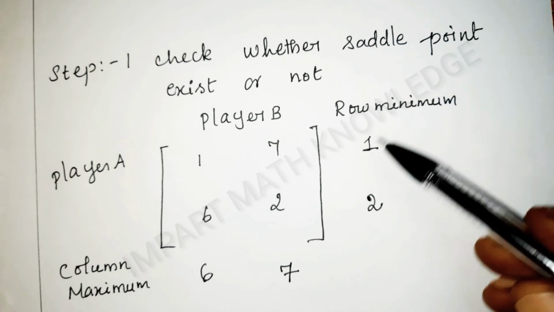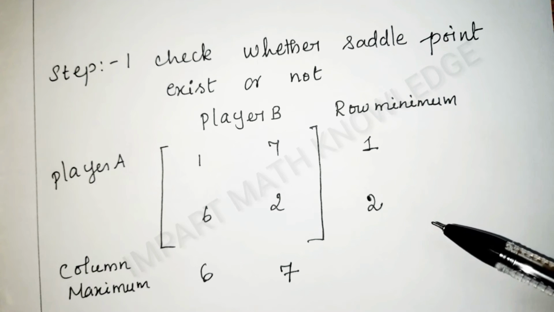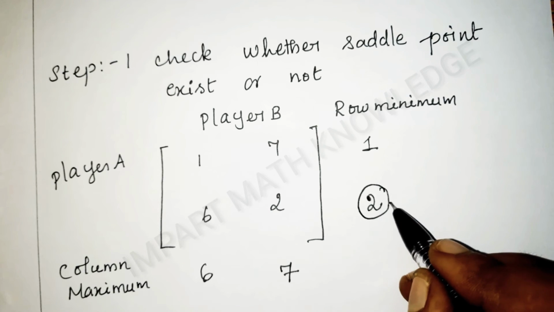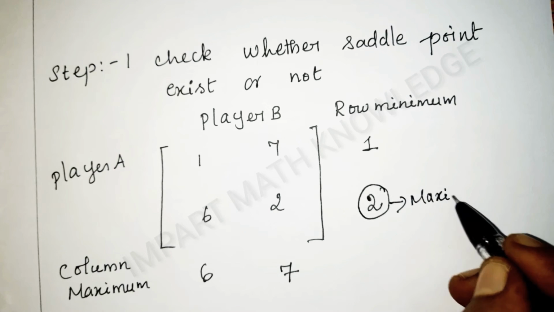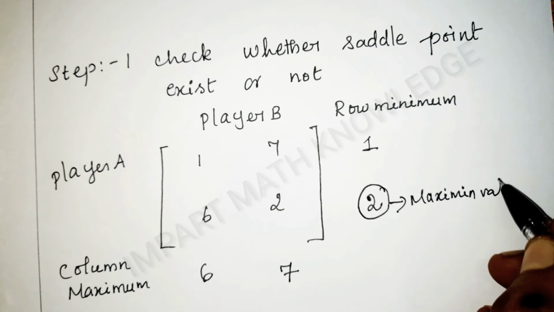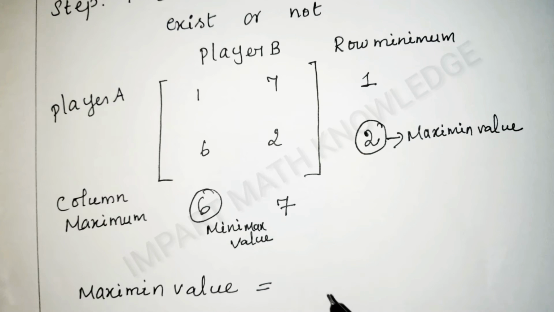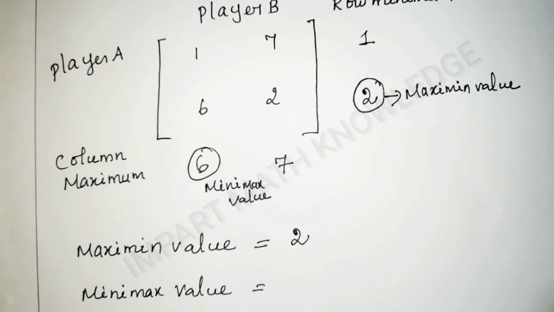Now from the row minimum, you have to select the maximum value. Here maximum value is 2. This is the maximin value. From the column maximum, you have to select the minimum value. Here the minimum value is 6. We call it the minimax value. Maximin value is equal to 2. Minimax value is equal to 6.